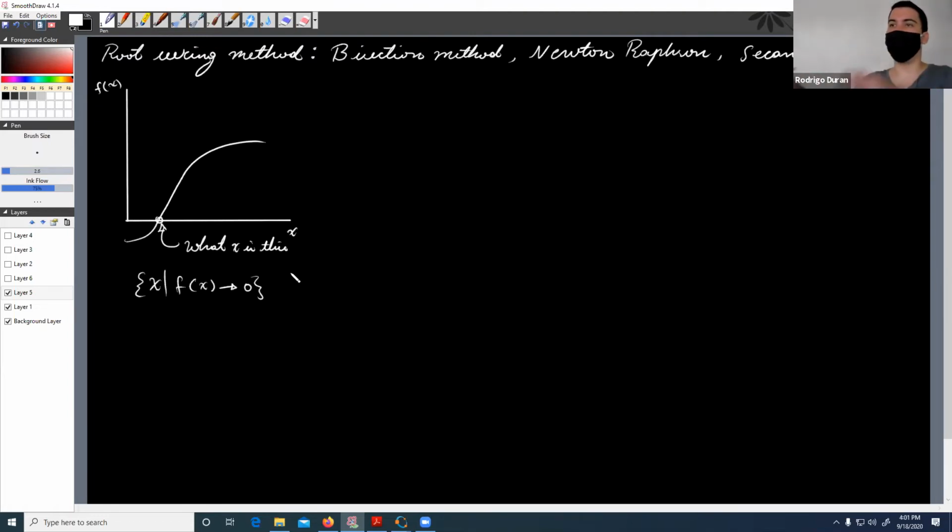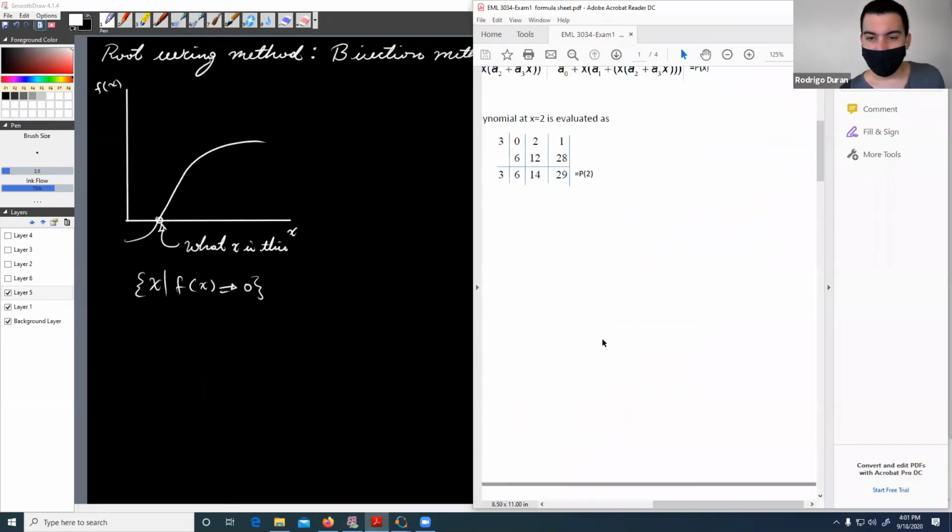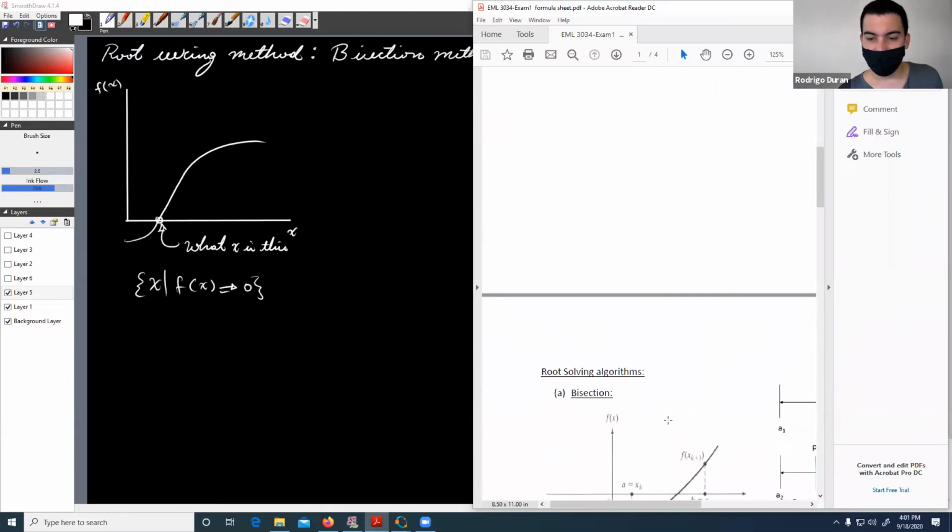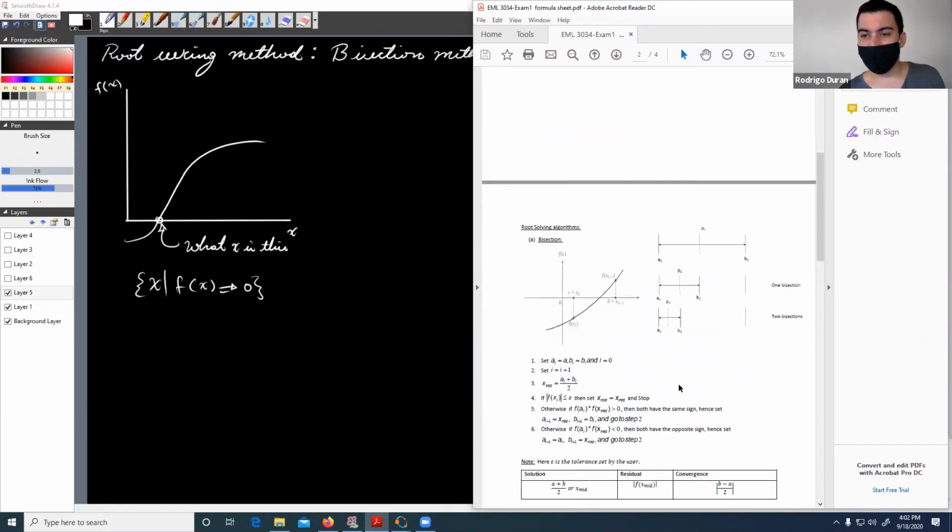They want to find the x value such that if I put it into the function, my function is going to be equal to 0. I should not say it goes to 0, I should say equal to 0, but you get the idea. So all 3 methods do the same thing. And these methods, if you look at the formula sheet, are given, like how to do each of them, how the process goes.